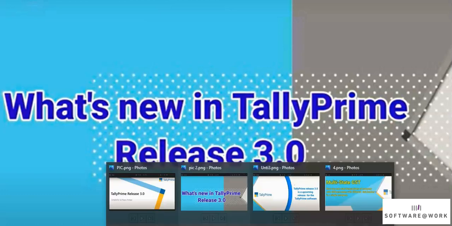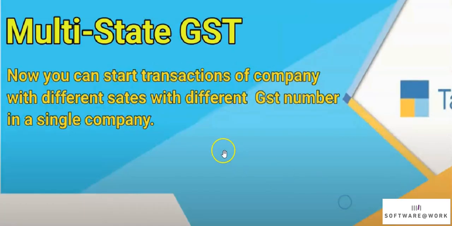Some of the main features in Release 3.0 are multi-state GST. It is one of the best features of TallyPrime 3.0. A company has multiple GSTNs registered across different states in India. Now, from Release 3.0 onwards, they can start recording all the transactions of the different GSTNs in the same Tally company.